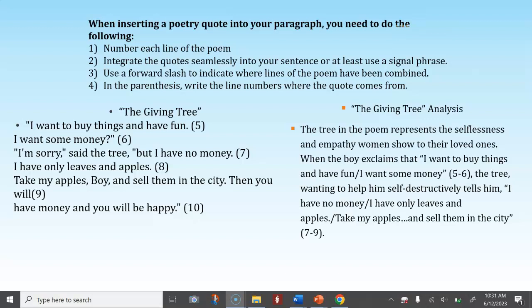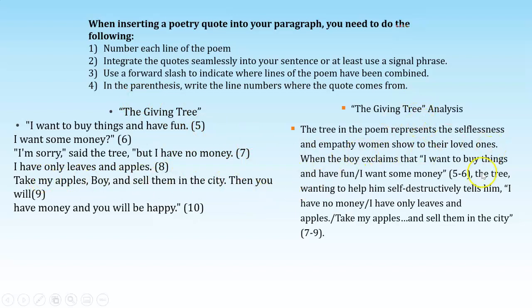Okay. All right. So this is the giving tree. And see, like each line I numbered 5, 6, 7, 8, 9, and this line is actually over here, but because of the PowerPoint, it pushed it over here. But there's actually one line. Okay. Then when I'm writing my analysis over here, I say the tree in the poem represents the selflessness and empathy women show to their loved ones. When the boy exclaims that I want to buy things and have fun, I want some money, I have this forward slash because I'm making this into one full line.